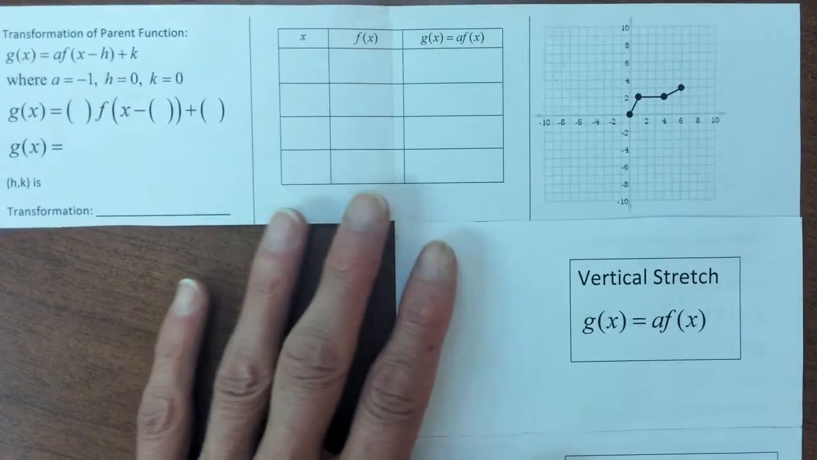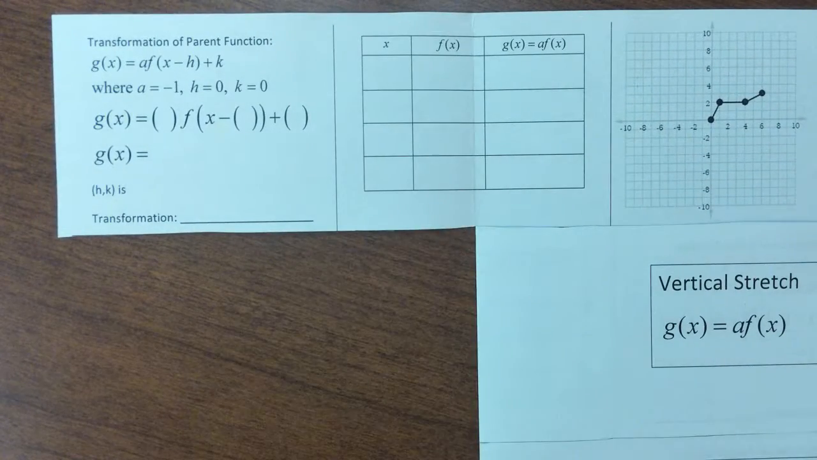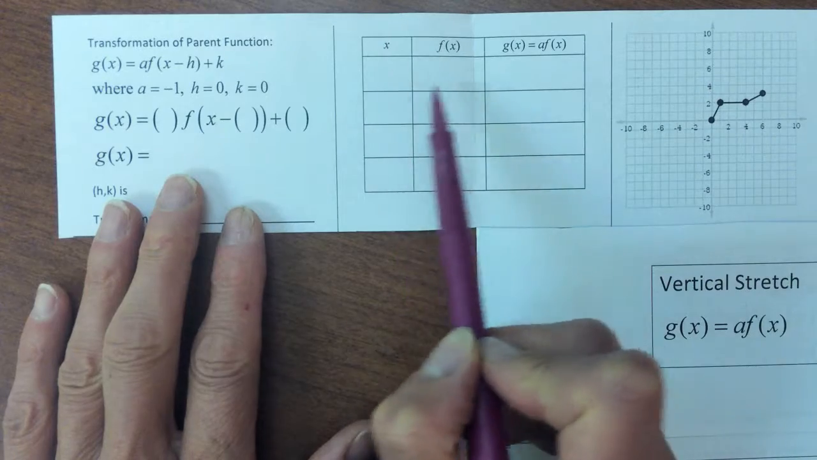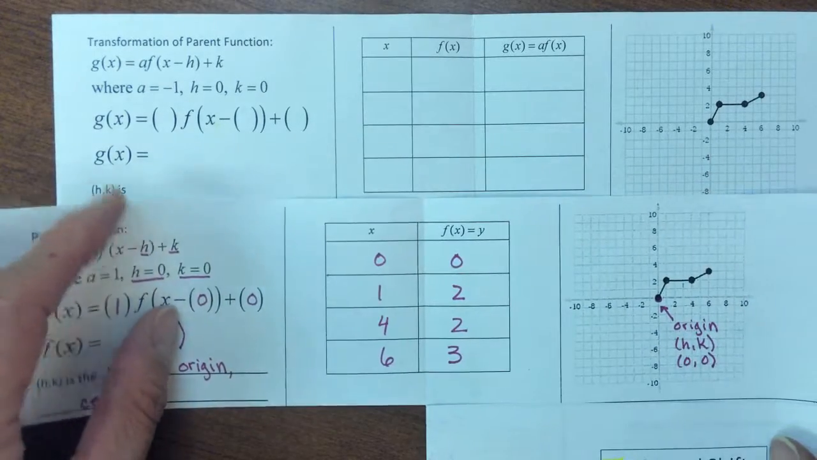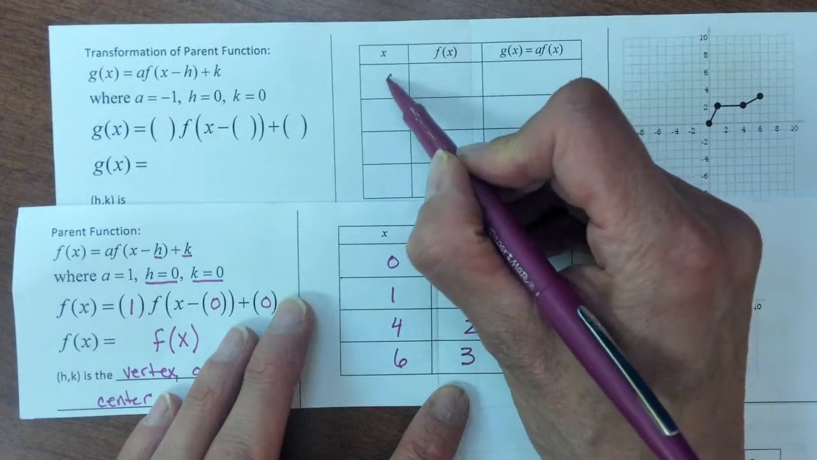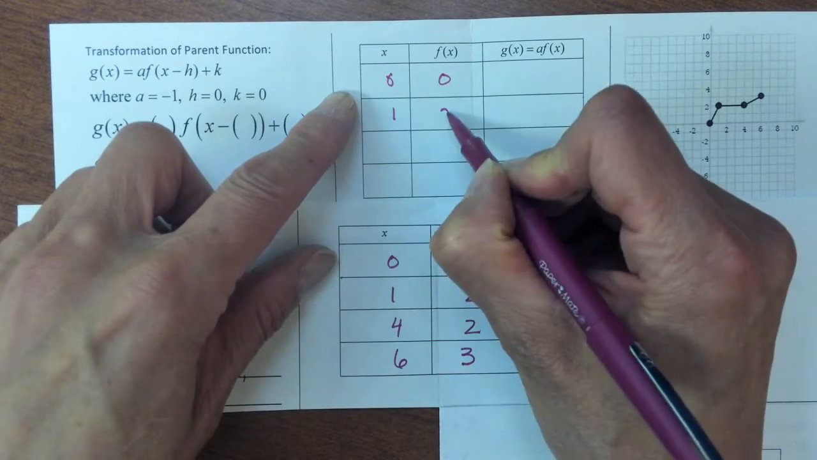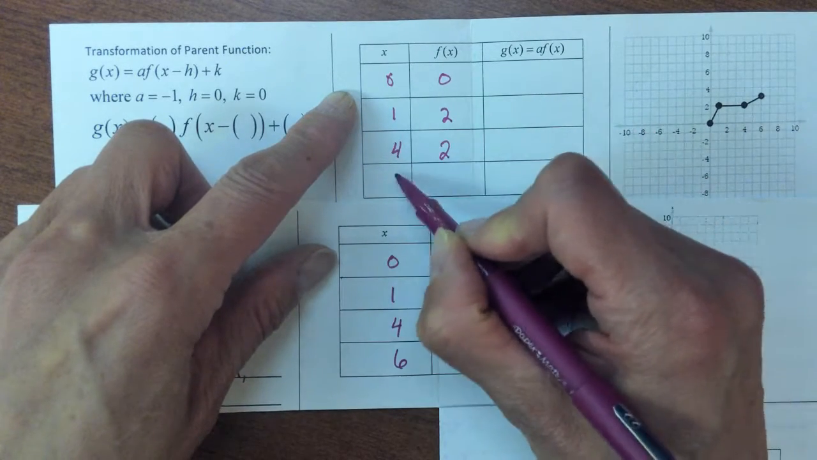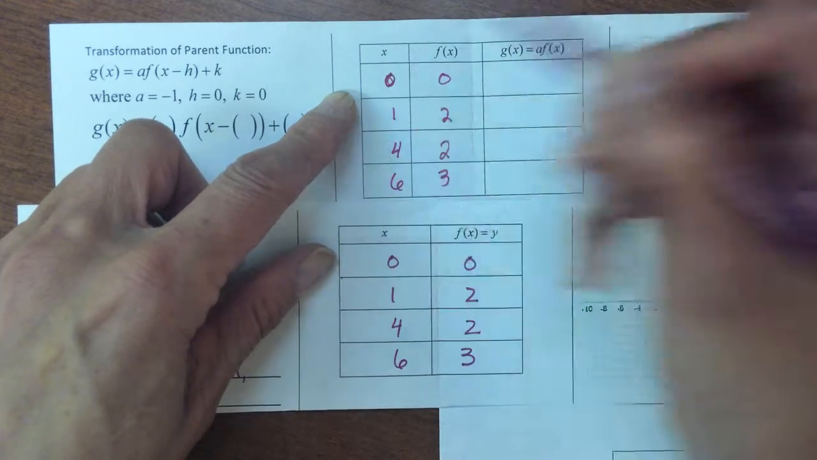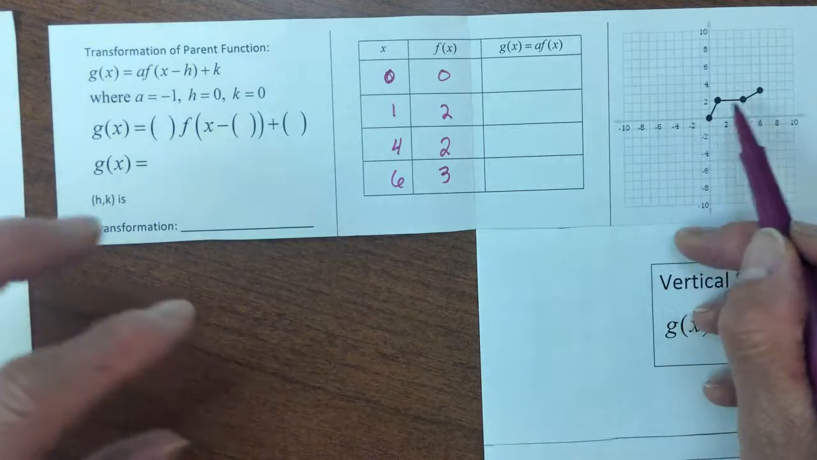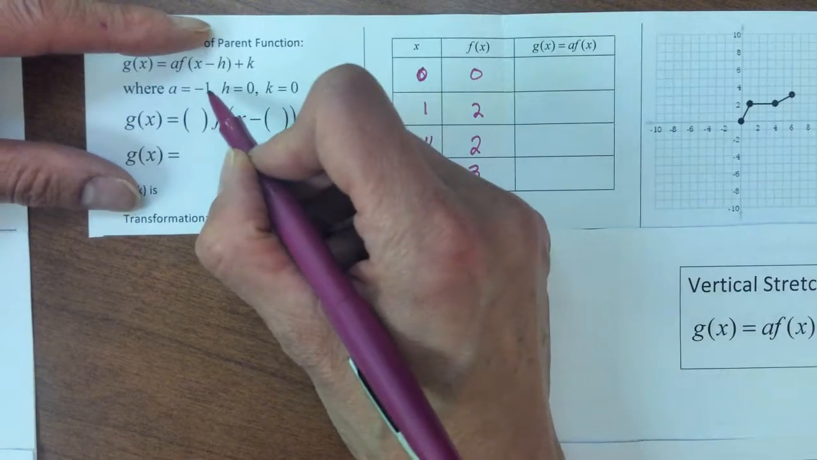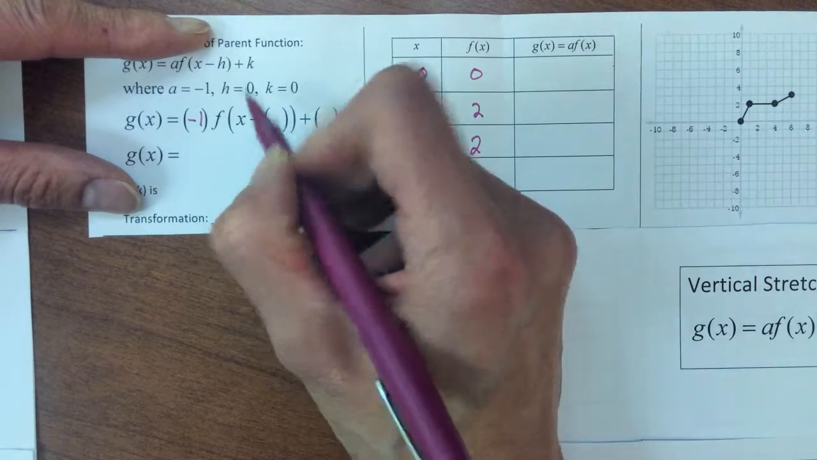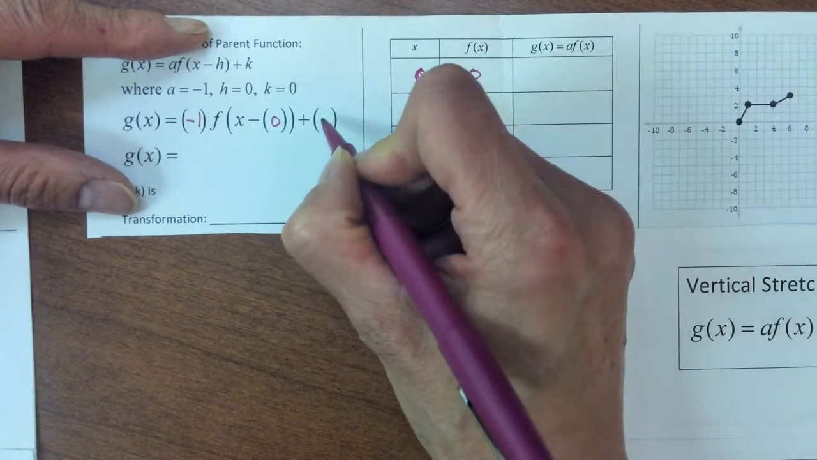So again, we're dealing with the same kind of function, and we do not have an equation for that. So let's go ahead and put in our parent function coordinates, because we're always comparing everything to the parent. So that means this was 0, 0, this is 1, 2, this is 4, 2, and this is 6, 3. I could simply have gotten those coordinate values from looking at those points on my graph. So let's see what transformation I want to do. Notice now a is -1. I'm going to leave h as 0, and I'm going to leave k as 0.